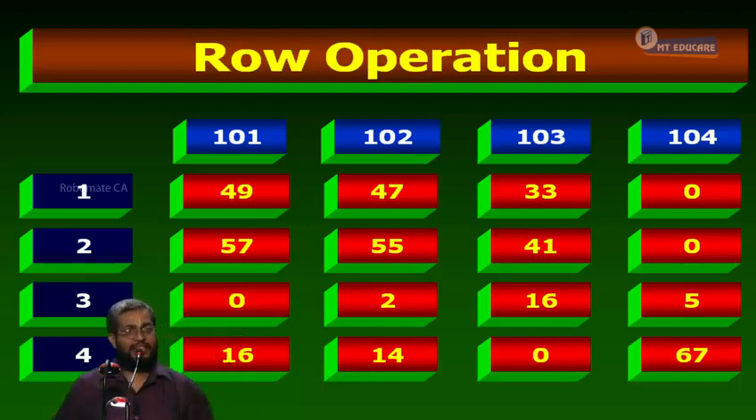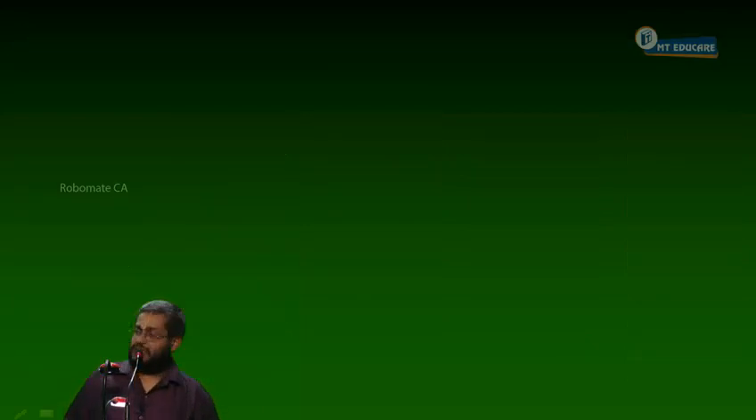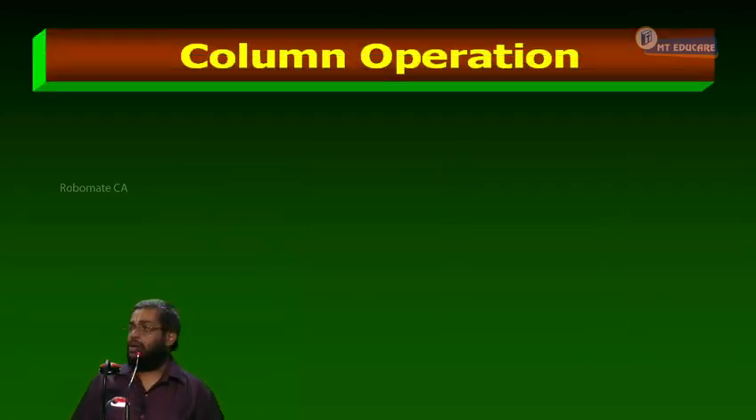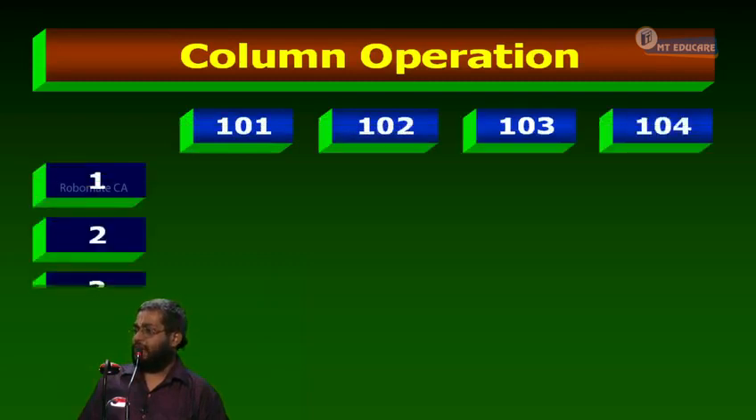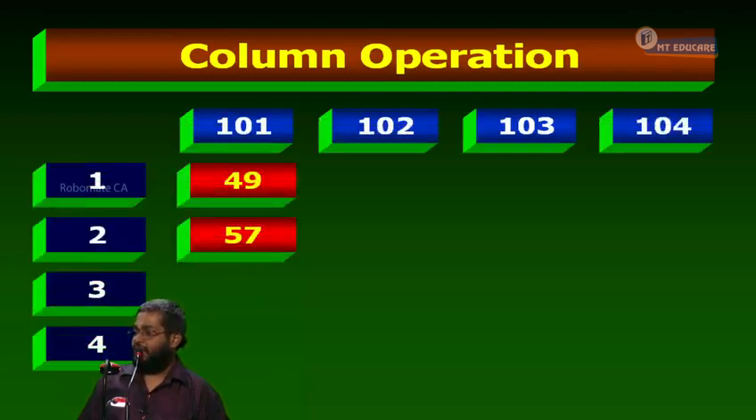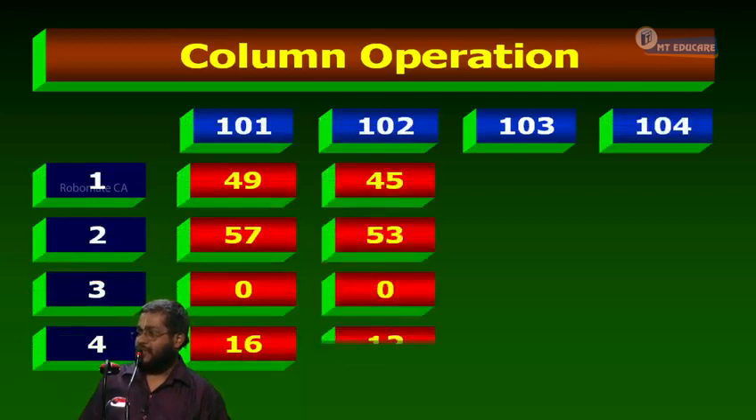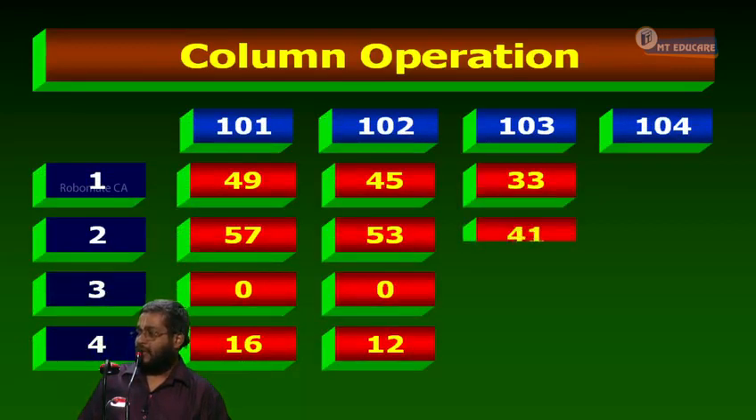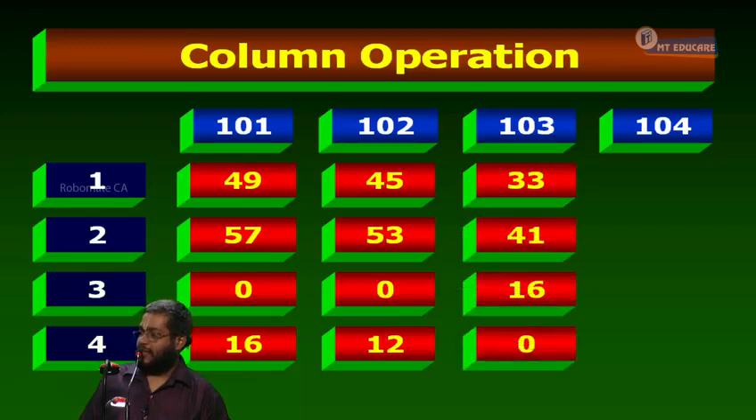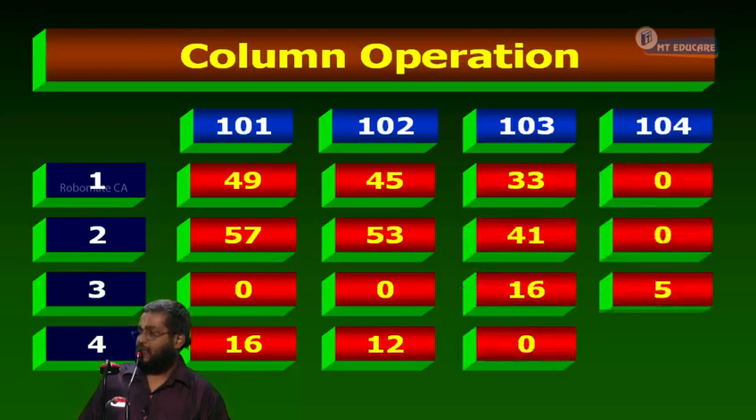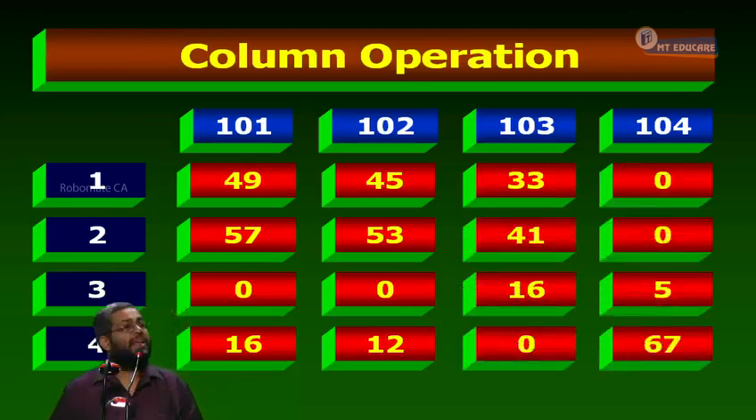Can I proceed or not? No. This is a column operation. Can I proceed or not? No. Step 2 or step 3? Step 3. Before that, tell me the column operation matrix once again for checking. 49, 57, 0, 16. 45, 53, 0, 12. 33, 41, 16, 0. 0, 0, 5, 67. Everybody, can I proceed or not?